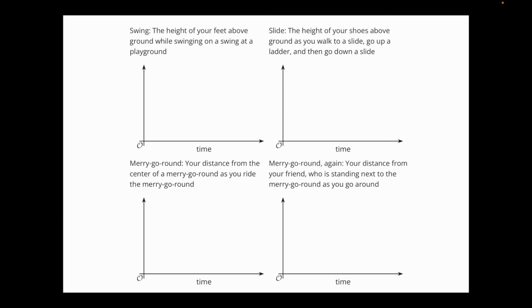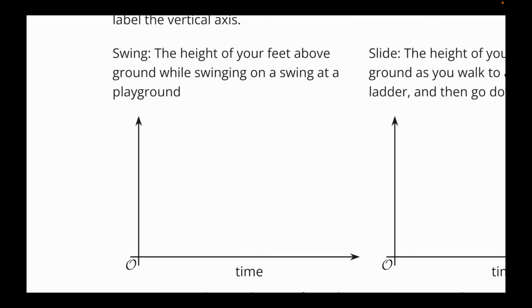So let's just look at the swing. So I'm going to zoom in on this one. This is the height of your feet above the ground while swinging on a swing at a playground. So there are a couple different things that it might mean. But we know that a swing goes back and forth. As you're swinging on a swing set, you have your little swing hanging down here. You're going to be going up and then back down and back up the other direction and down and then back up again. So we are going to be getting higher above the ground and then back lower and then higher and lower, and we're never going to quite touch the ground either.